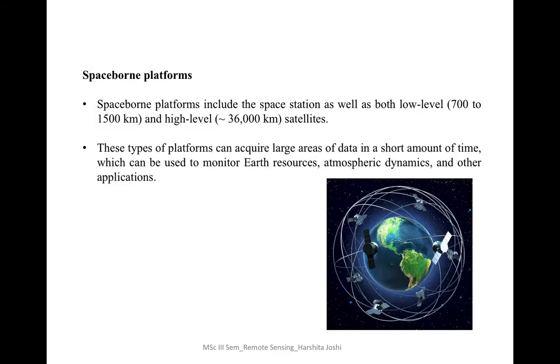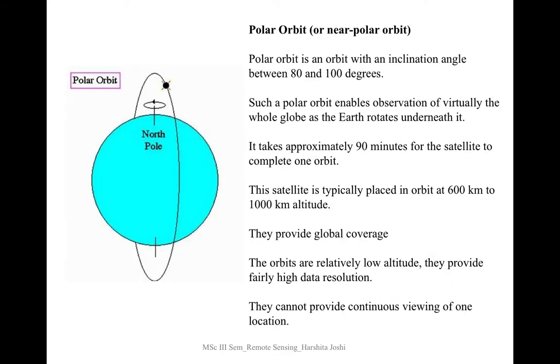These space-based platforms can have a polar orbit at an inclination of about 80 to 100 degrees, as shown here, parallel to the poles. They take approximately 90 minutes to complete an orbit, and they are placed at about 600 to 1000 kilometers altitude, and they give us global coverage of the earth. They cannot provide continuous viewing of one location, although.